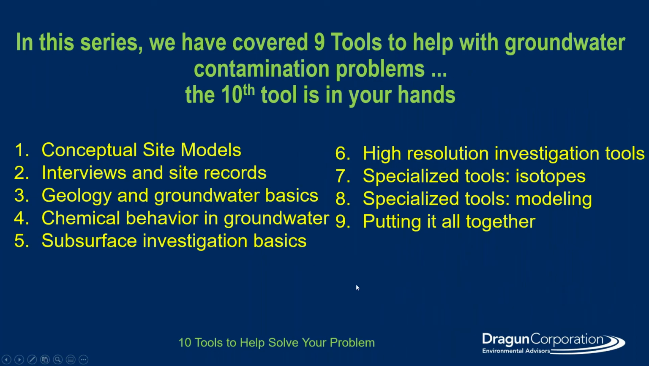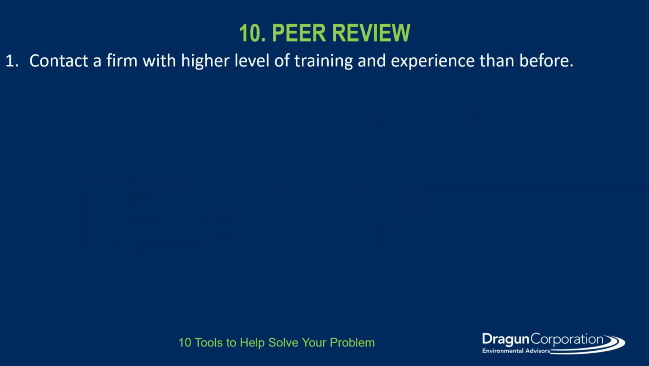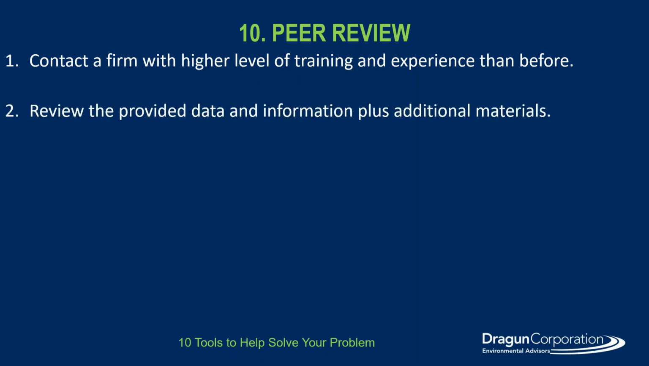So in this series, we have covered 9 tools to help with groundwater contamination problems. And really the 10th tool is in your hands, and that's peer review. In a peer review, what we suggest is to contact a firm with a higher level of training and experience than you used before. Have that firm review the provided data and information plus additional materials that they would know about.